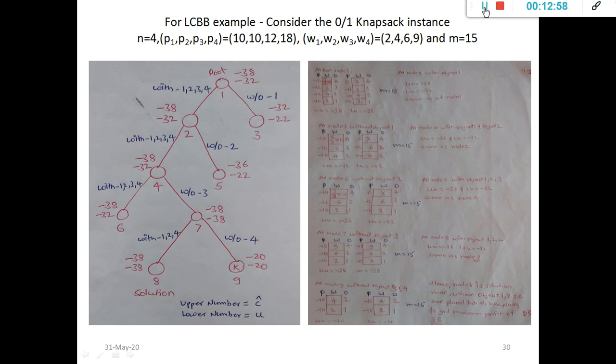branch and bound. Then again further expand node 2 and you will get the new child nodes 4 and 5. Now let us see how to generate the new upper number and lower number at node 4, with object 1 and with object 2. At node 4, when you consider object 1 and object 2, you will again get the same upper number and lower number values as minus 38 and minus 32.